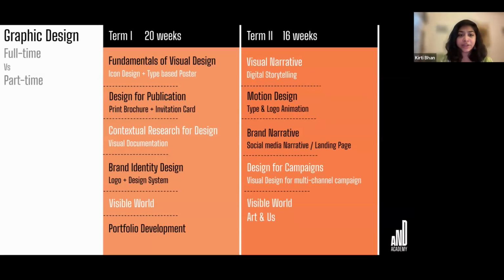Similarly, there is icon design and contextual research for design, where visual documentation is happening. I will be sharing some work with you, but just to say here that everything marked in white is something extra that we do in graphic design full-time. But for the rest, both courses do the same things, full-time with a little more detail and depth.